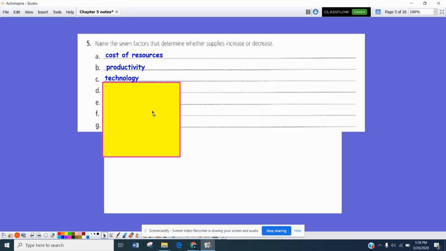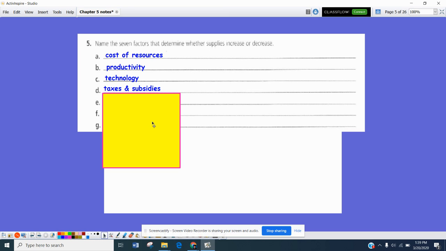Technology. What kind of technology goes into the production of this product? That could be producing it, and it could be shipping it as well. Taxes and subsidies. Is this a product the government taxes a little bit more, or is the government offering a tax incentive, meaning some relief? That might make a difference on how much is produced.